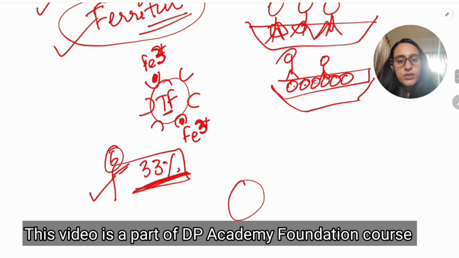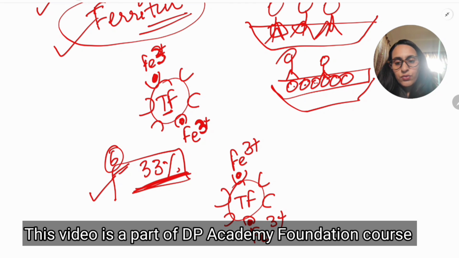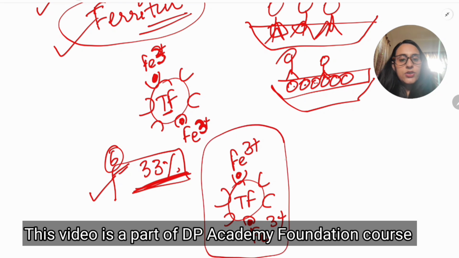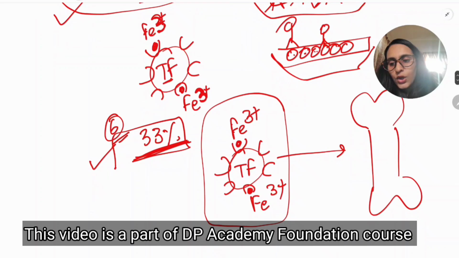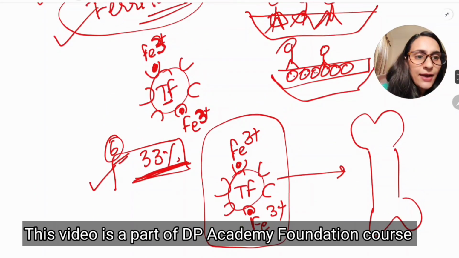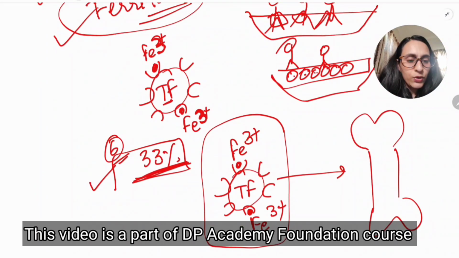Now, this transferrin molecule, though it has got a binding capacity of 6 for iron, is binding only, practically speaking, to 2. So we have this molecule on which the transferrin binds to the iron, and then this molecule is transported to the bone marrow. This is the transportation form. That means transferrin takes up 2 iron molecules, and this ferry goes to the bone marrow. In the bone marrow, we have erythroblasts, which are the precursors of the RBCs.